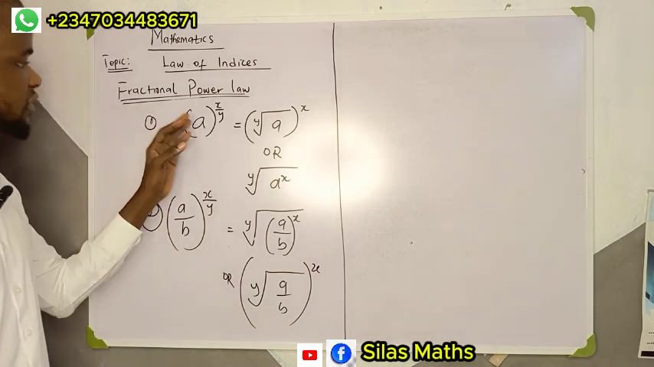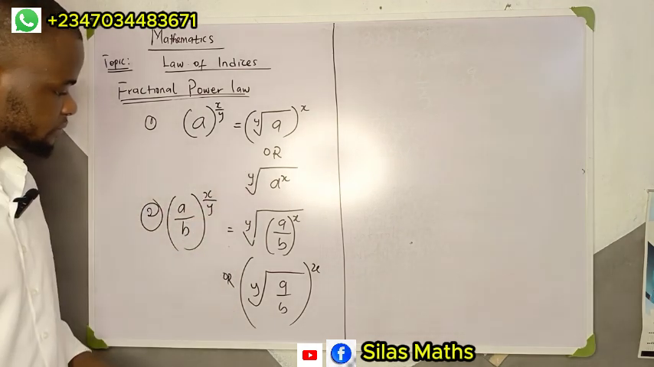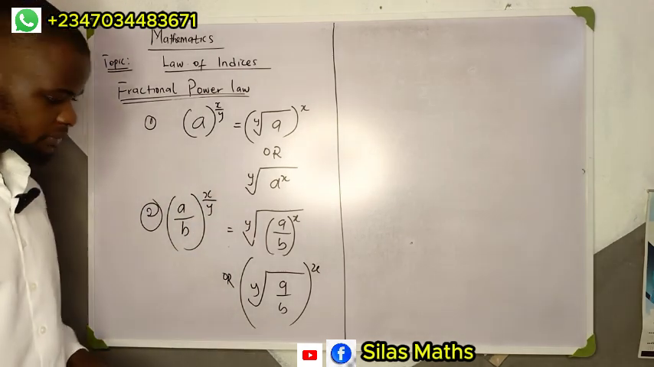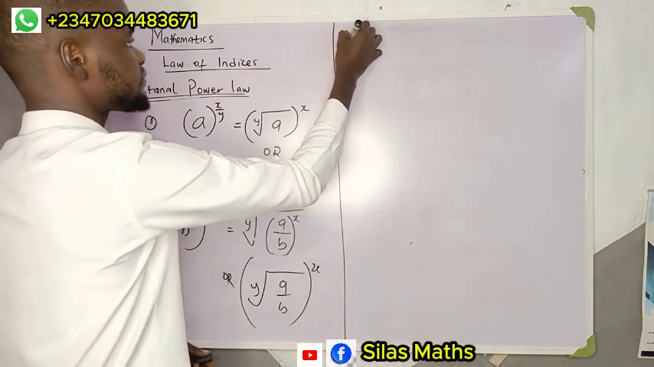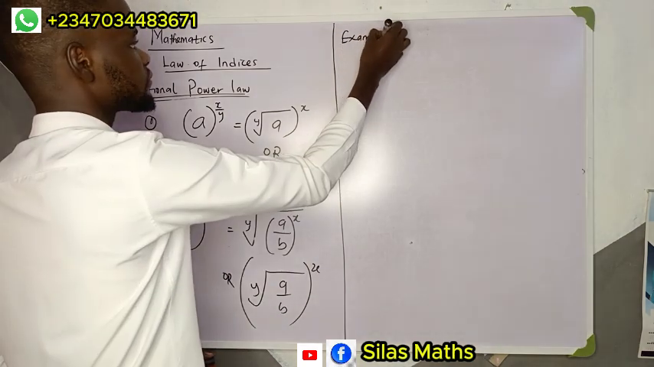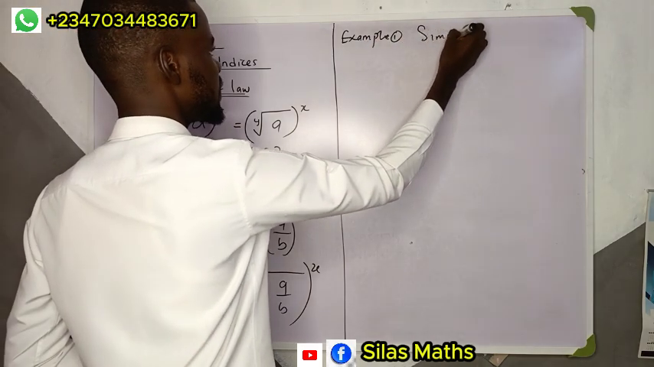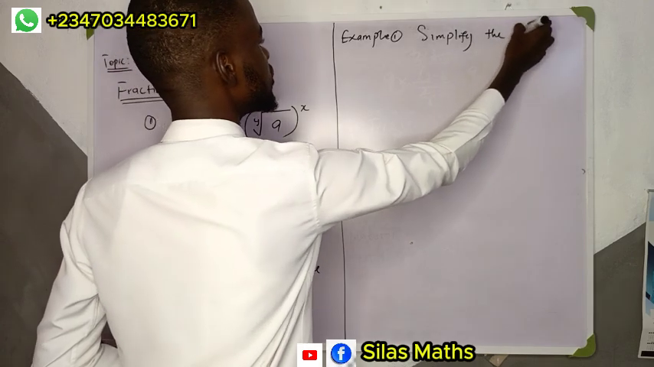When we have a fraction or when we have a whole number, it maintains the same procedure, the same steps. So let's quickly jump into examples. Example 1. Simplify the following.